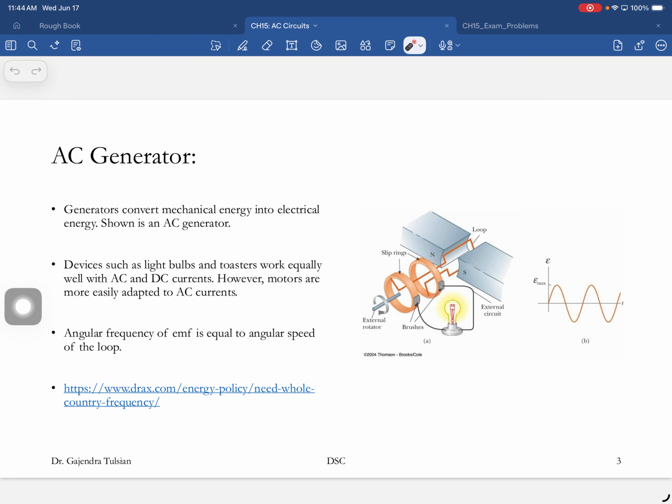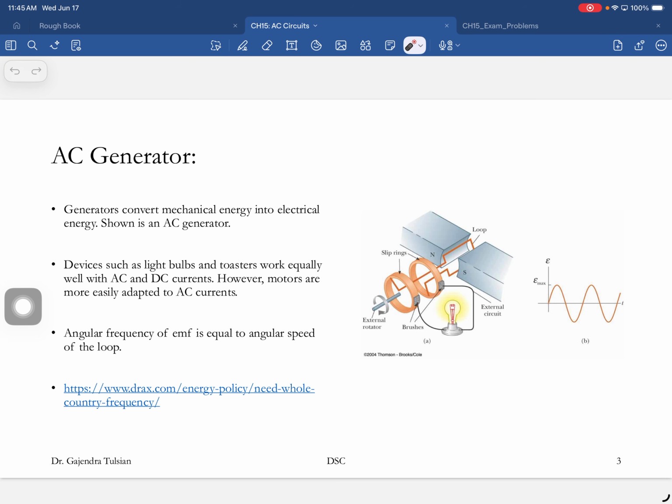Here's one way of producing AC voltage. This is a generator. Here are magnets, here's a wire. If you turn this wire in between magnets, the flux through this loop changes, and that induces an electric field, and that produces this voltage. If the wire is connected to the outside brushes like so, this is the voltage you get.